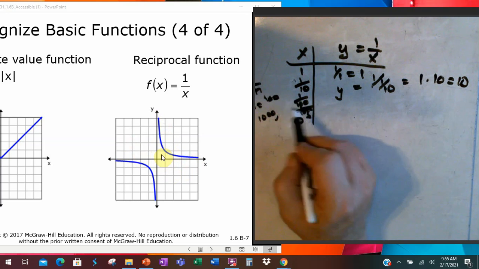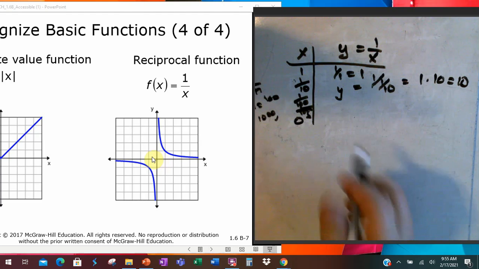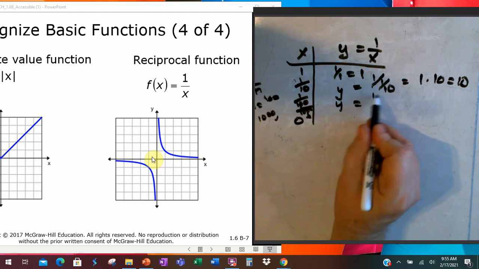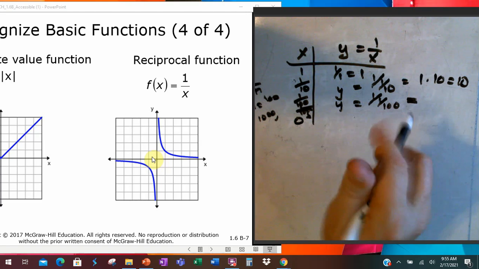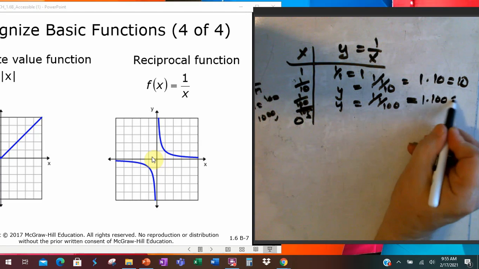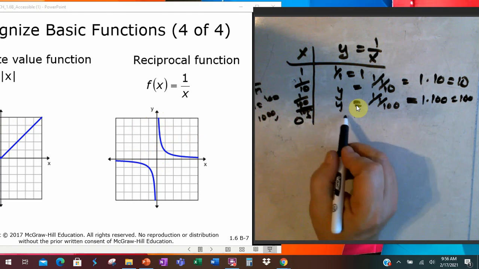What about at 1/100th? 1/100th is closer here. It's almost at the y-axis, but still away. Then I would get 1 over 1/100th. Invert and multiply. This thing is up to 100. So I'm getting closer, and now I went from 10 up to 100 when I'm going to the left. This is getting closer and closer to 0, from 1 down to 0.